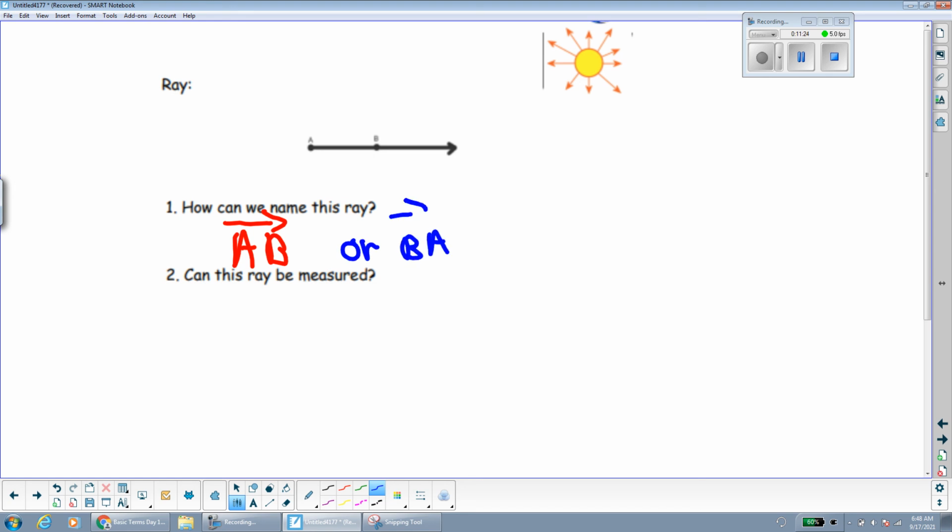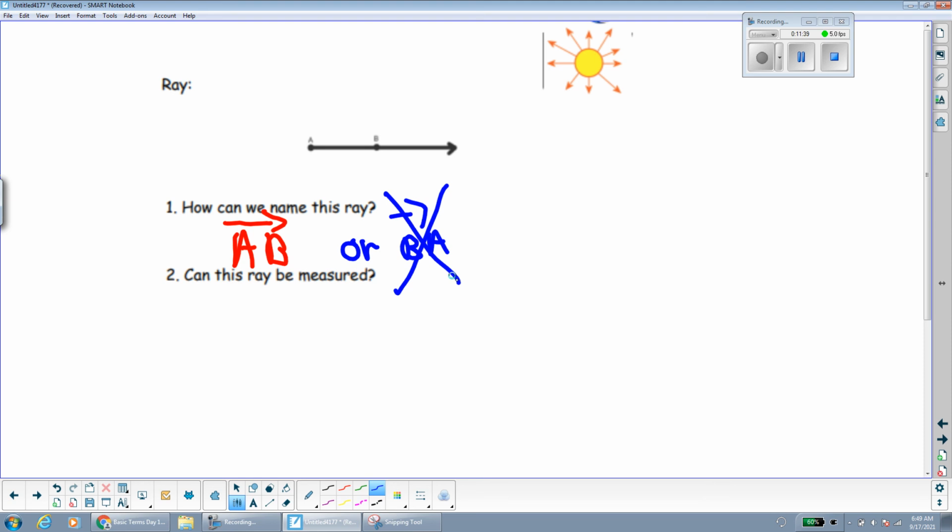Ray BA. Now here's the question for you guys. Do you think ray BA is a valid name for this ray? And put a reason why, or why not. The answer is that BA is actually not a valid name for this ray.